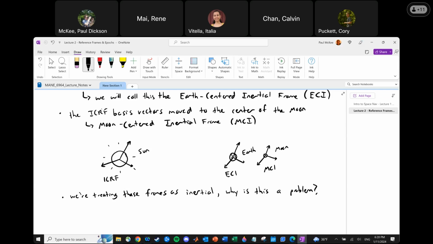Now, here's a question. Why would we care if a frame is inertial? Like, what's the benefit to that? Why not use any old frame you want, like a rotating frame? Because Newton's laws apply properly, right? Exactly. All right, perfect. So yeah, exactly that.